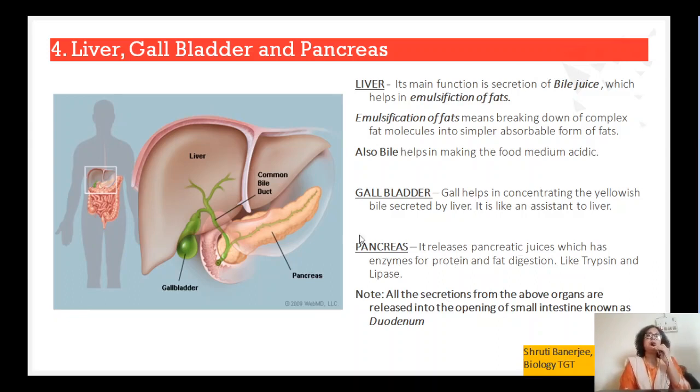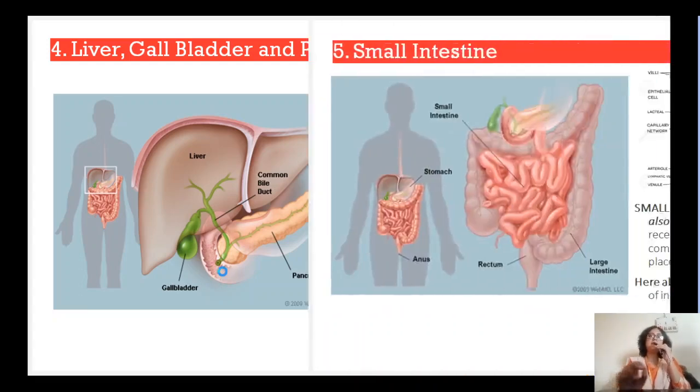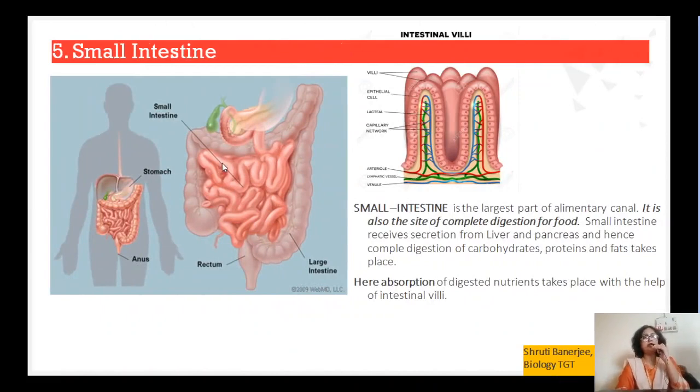Okay, so all these secretions, food coming from the stomach, bile juice coming from the liver and secretion coming from the pancreas, have now opened into the small intestine, the duodenum. So move on to the next organ, that is the small intestine. Now if you see the structure of the small intestine, you will understand that there are so many tubular structures which are coiled, highly coiled, right?